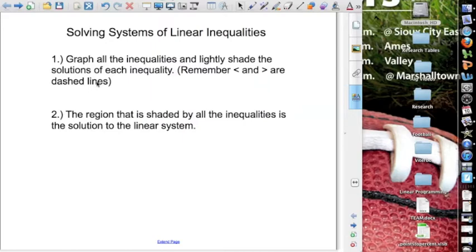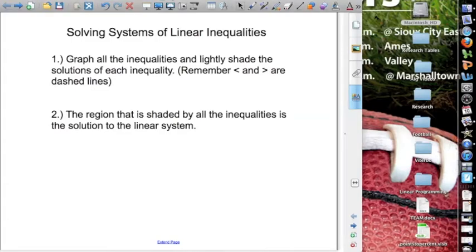The first step is you need to graph all the inequalities and then lightly shade the solutions of each inequality. So remember, that's where we're going to create the half plane. We're going to make a line and we're going to shade one side of the line. Remember, as you make that line, if you have a less than or greater than symbol, that is going to be a dashed line representing that anything that lands on that line is not an answer. If you have less than or equal to or greater than or equal to, then anything that lands on that line could be an answer. And so you do have to keep track of that.